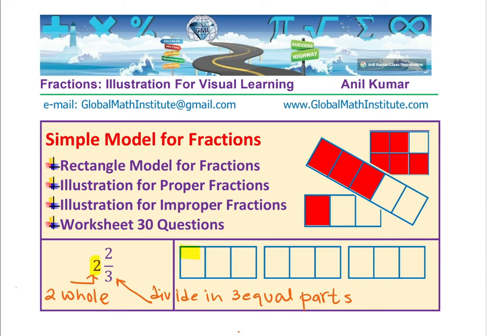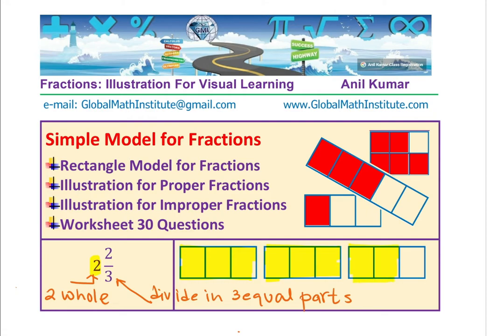So that means these 1/3, I'm selecting whole 2 of them. You get the idea. So that is 2 whole. And now, from the last part, I'm going to select 2. So that becomes 2/3 and 2 whole.